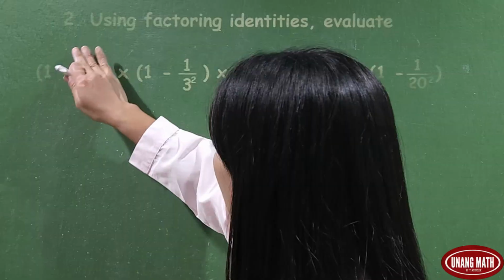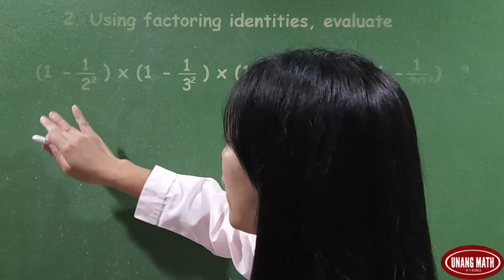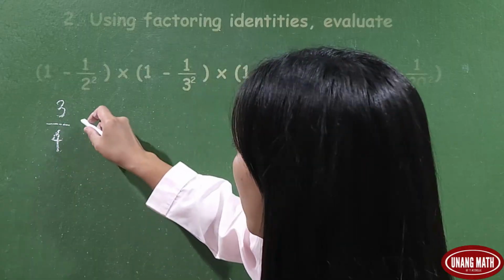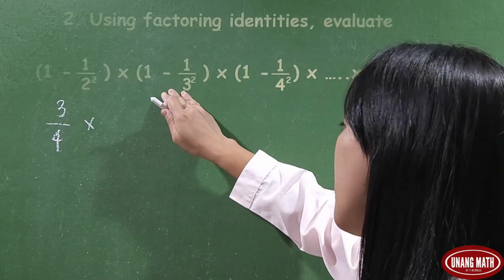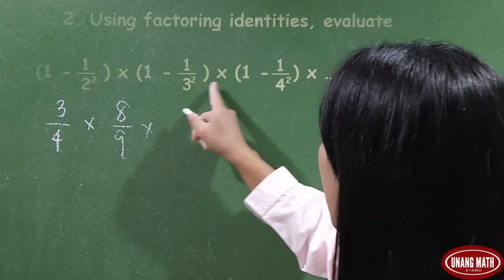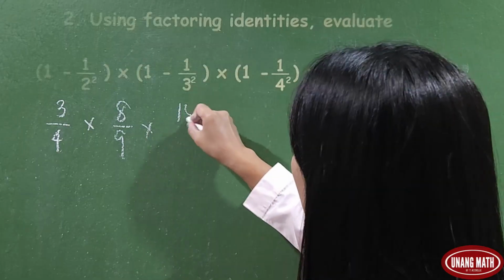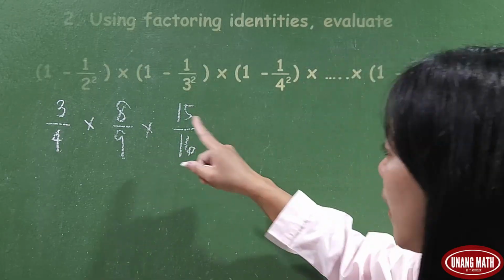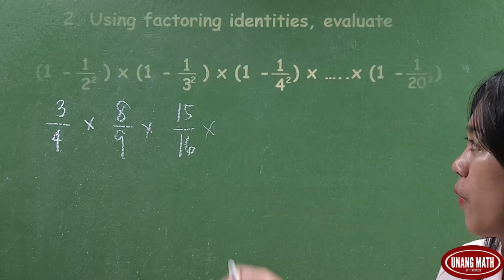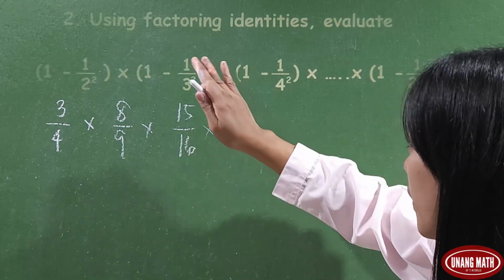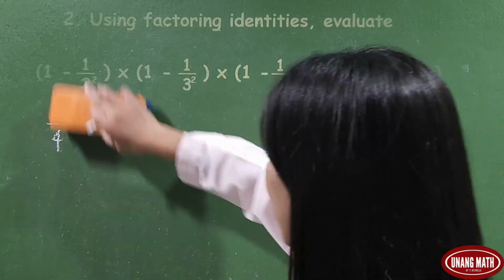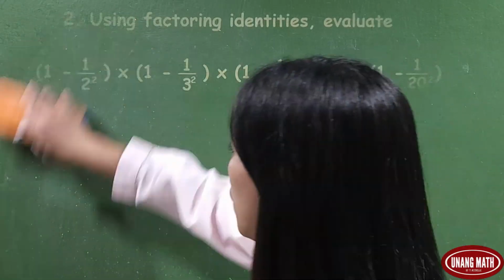Okay, 1 minus 1 over 2 squared. So this is going to be 3 over 4 times this is going to be 8 over 9 times this is now going to be 15 over 16. We're not going to use this strategy or this method. Instead, we will be using factoring identities. So how are we going to do that?